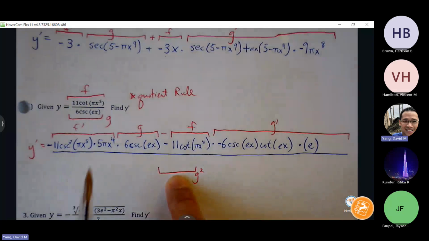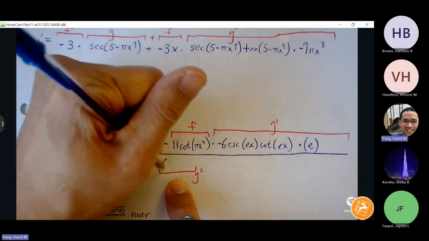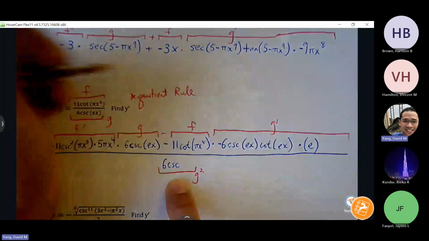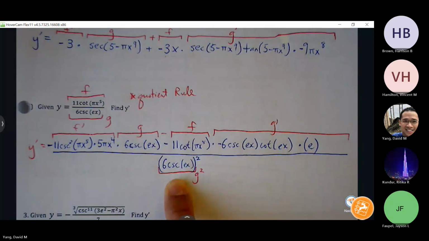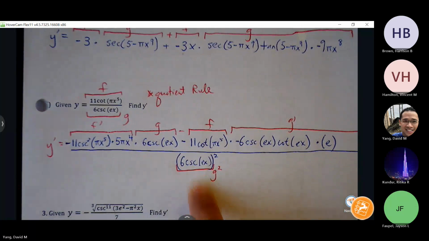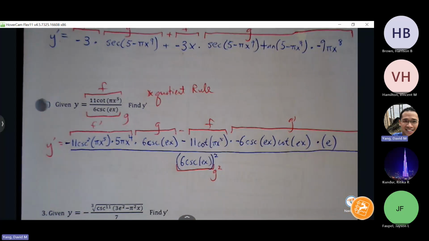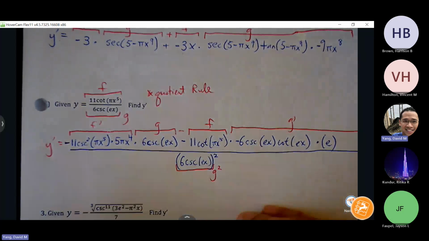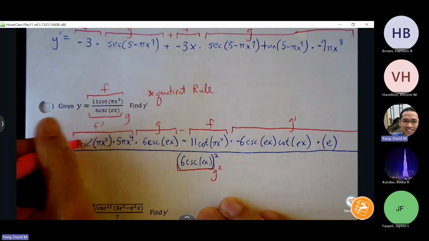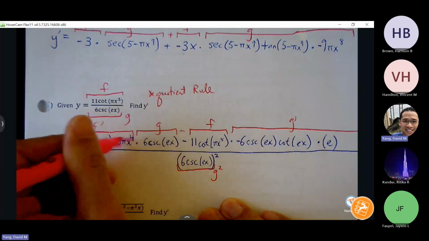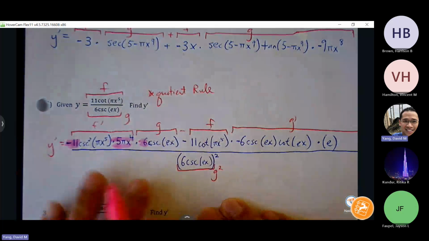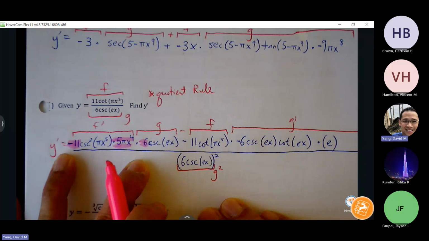All over denominator squared. Make sure that we square both the cosecant and the 6. Now, all that's left to do is we're trying to pull the non-trig related terms out in front. So the negative 11 and the 5 pi x to the 4th, and the 6. I'm going to just pull all that out in front.